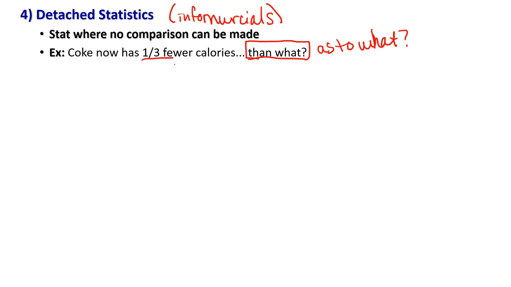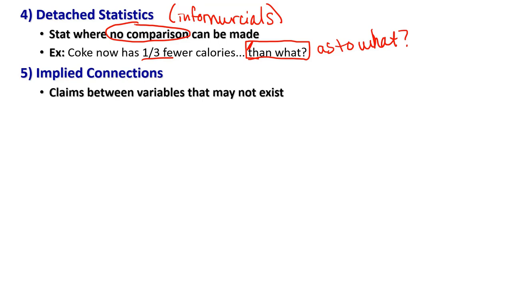They like to throw numbers in there like has a third fewer calories, but they didn't say then what? Are they saying then the previous Coke recipe, then Diet Coke, then Pepsi, then Dr. Pepper? What are they comparing it to? We don't know. So when there's no comparison to be made, that is a detached statistic example.